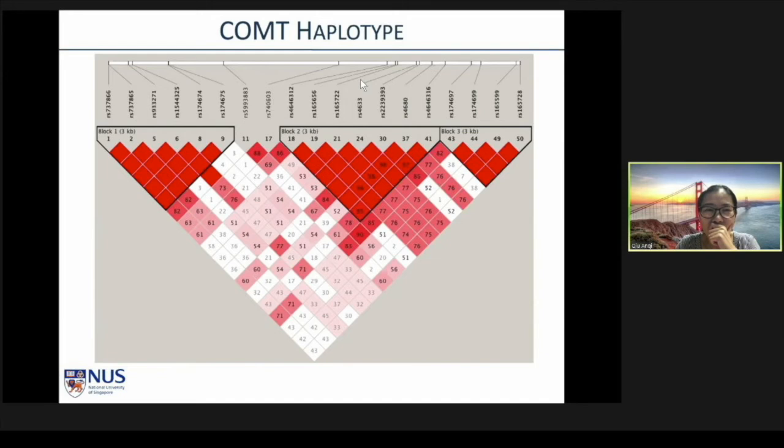Nevertheless, genes normally have a nice block structure called the haplotype block. Within each block, the genetic variants of these SNPs are highly correlated with each other. In other words, the genetic variants of one SNP can represent the genetic variants of this entire block. For the COMT gene, there are 3 independent blocks, and using these 3 blocks, we can form a haplotype for this particular COMT gene.